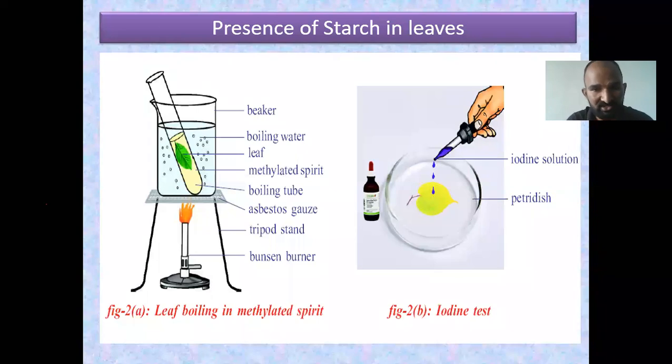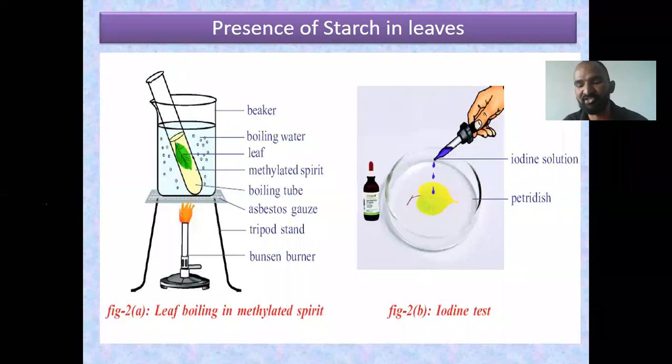Once again I repeat it, so note it in your notebook, because sometimes it is given as a 1 mark question: what are the materials required for the presence of starch in leaf experiment? At that time you write beaker, boiling tube, asbestos gauze, tripod stand, Bunsen burner, and also the chemicals: water, methylated spirit, and iodine solution, and a healthy young leaf. These are the materials needed for conducting this experiment.